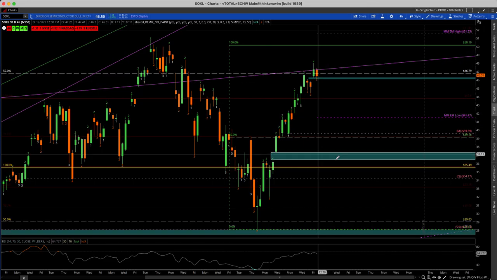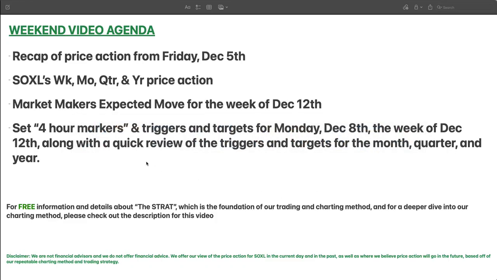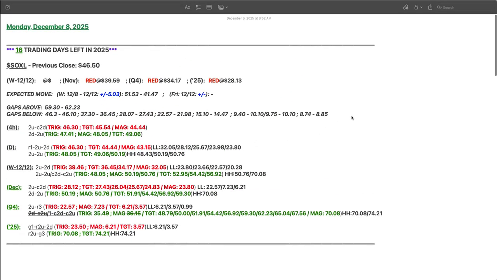And let's go ahead and go to our notes so we can see how we've got that charted out, and then also so we can zoom in here and set our 4-hour markers and triggers and targets for the upcoming day and week, right? So again, we talked about on Monday, December 8th, there will be 16 trading days left in 2025. Close price on Friday, December 5th, was 46.50. Again, we have a new week coming up, so we don't know what will flip it green or red, but we do know that the month, quarter, and year are green, and these are the levels that it would take to flip those to red.